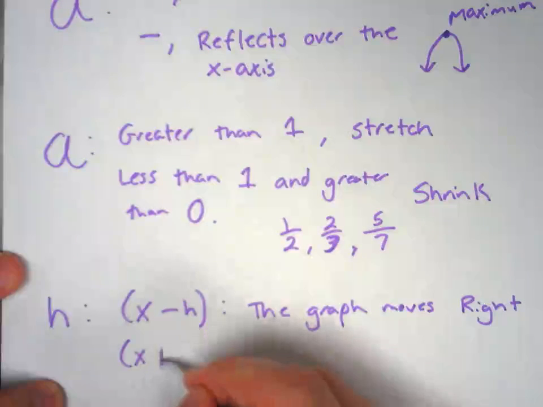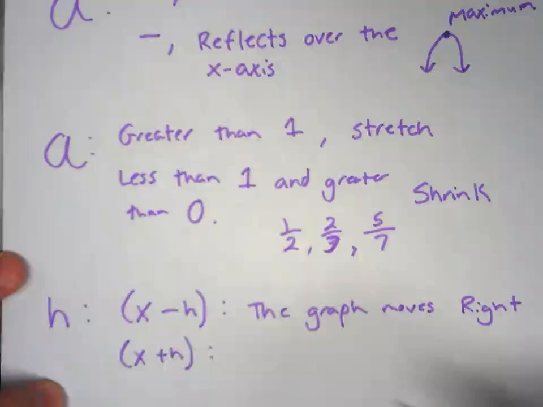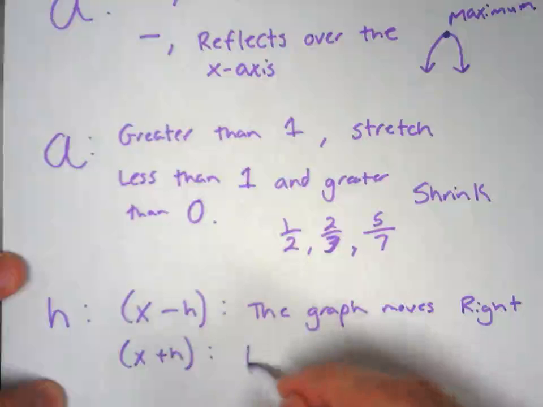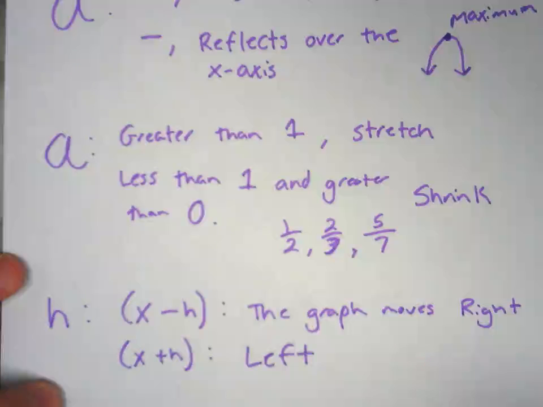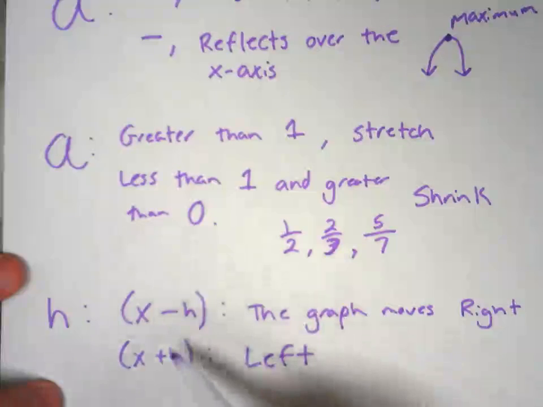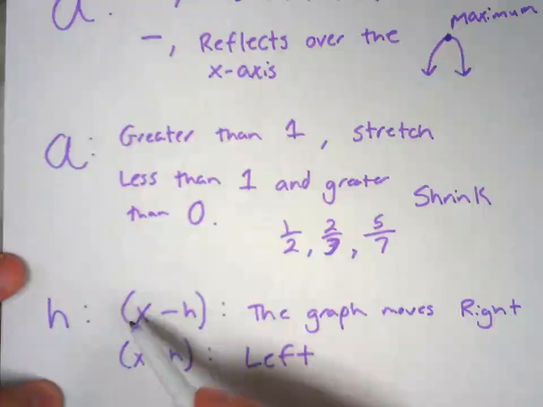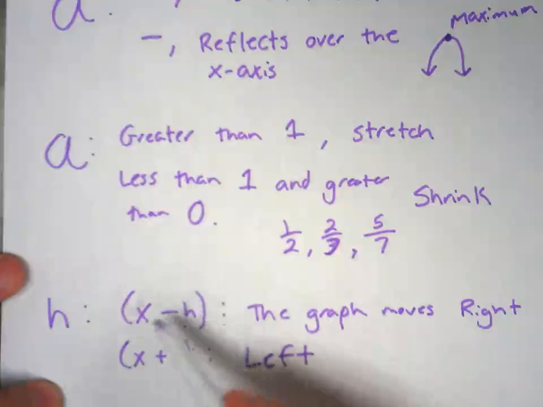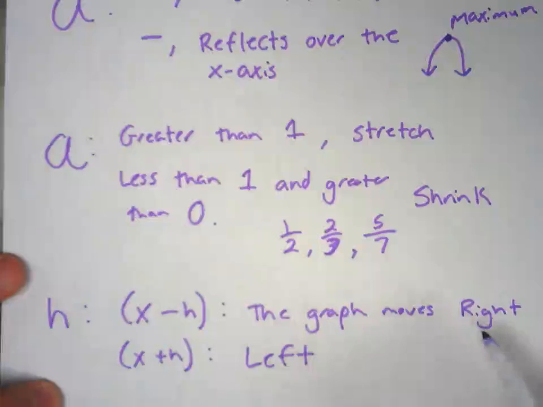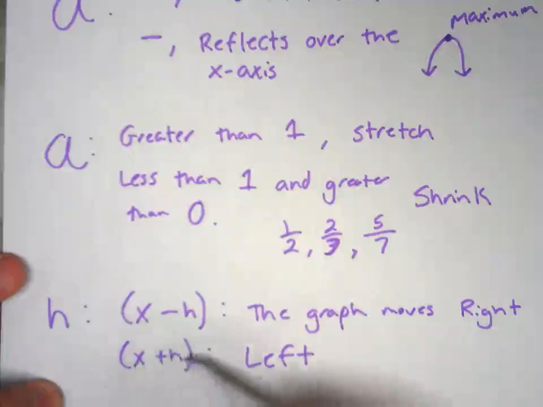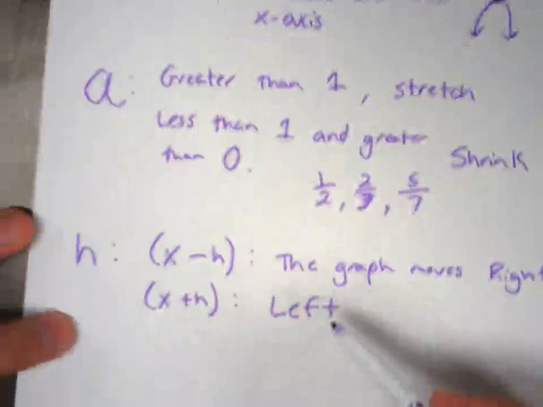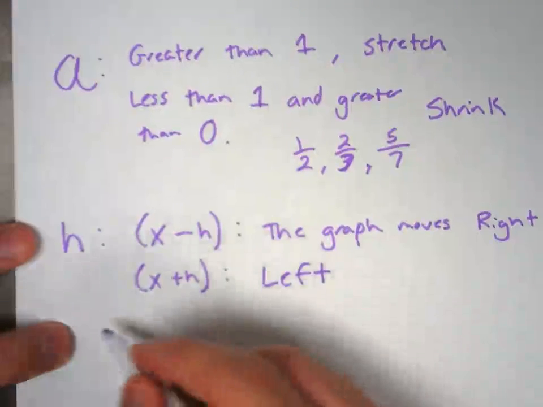Now, if it's X plus H, guess where the graph's moving? The graph moves to the left. It's going to go to the left. So just know the difference there: if it's X minus H, or X minus a number, the graph moves to the right. If it's X plus H, that means it's going to move the graph to the left. And this will make a little more sense when we see examples.